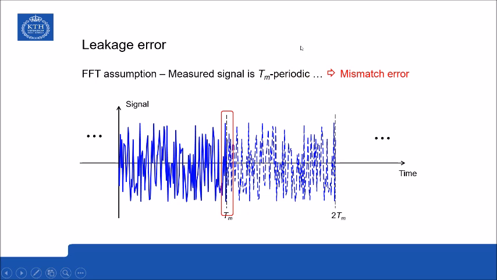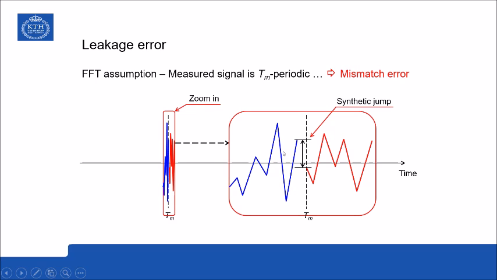We introduce a mismatch error in the section here when the repeated signal is joined with the measured signal. So if we zoom in here, then we can see that in the connection, in the coupling point between the measured signal and the continued signal, we have a synthetic jump. This is not in the original signal. This is something that we have introduced by the FFT assumption, the periodicity assumption.